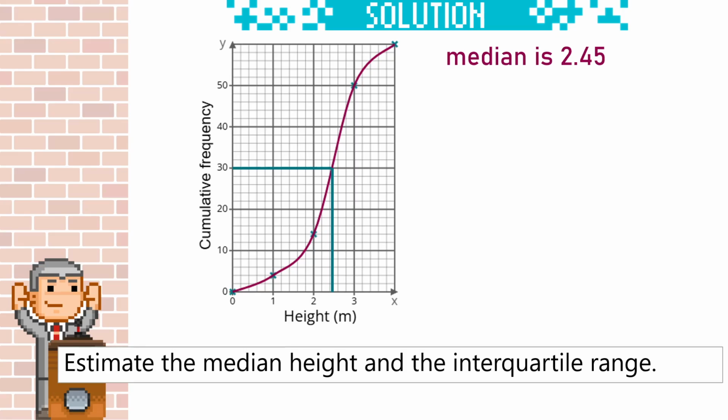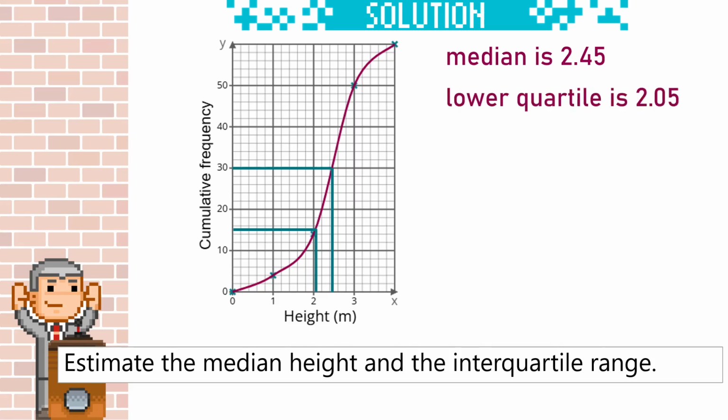To find the interquartile range, we'll need the lower quartile and the upper quartile. To find the lower quartile, we'll take the value that we used for the median, so the 30, and we halve this again to make 15. Draw a line across from 15 and down, and that is our lower quartile.